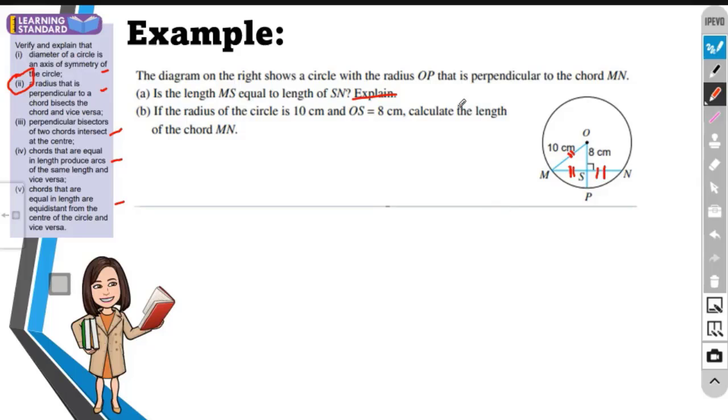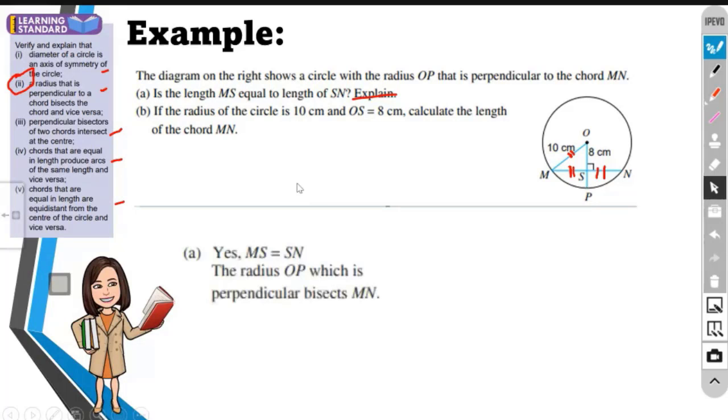So you need to give your justification, which means that you need to explain. Explain means that you have to give your justification. Write in letters. So yes, MS is equal to SN. You don't put yes only. You have to give your reason why you say yes. The radius OP, which is perpendicular, bisects MN, which refers to the second feature. Okay, 2 more minutes. So I think we finish part A.